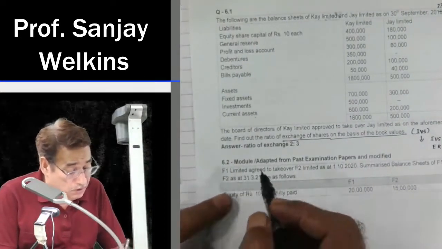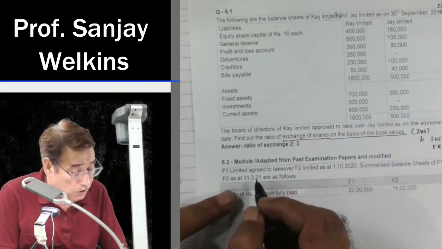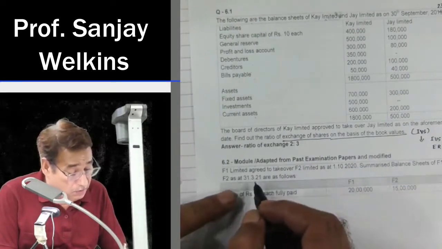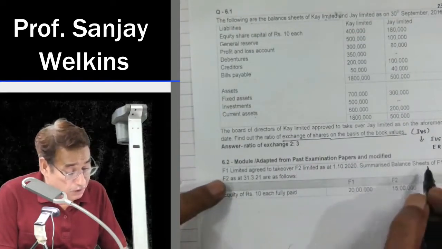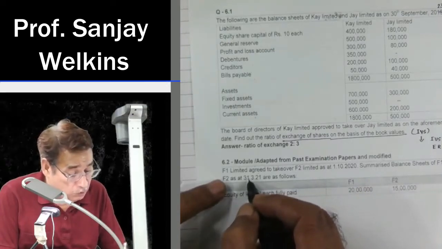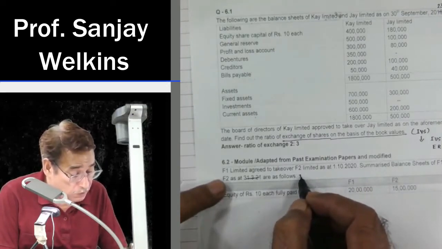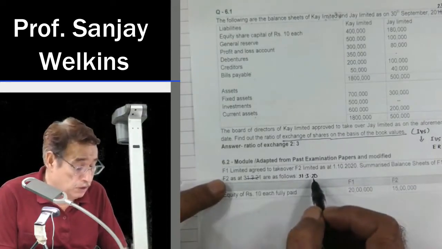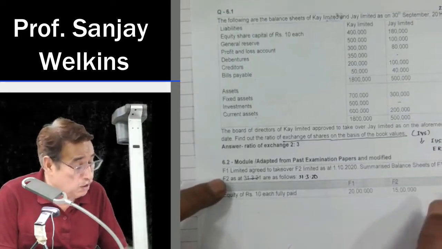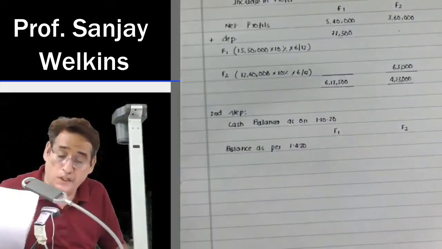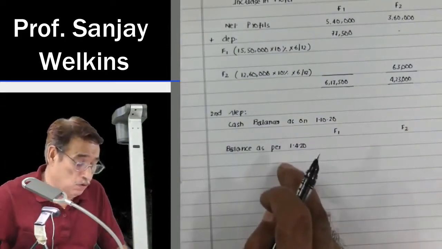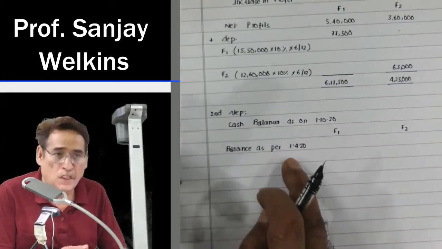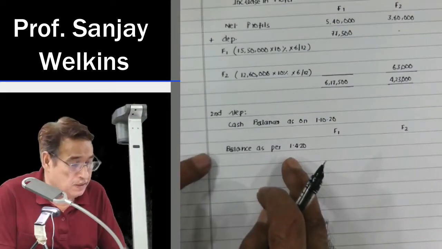Actually, you do one thing. It seems there is a slight mistake in this question as far as dates are concerned. Balance sheet of F1 and F2 as at 31st/3/2021, you make it 31st/3/2020. Correct? 31st/3/2020. Otherwise, this question will not be in tune with the information which is given. So the balance sheet is as per 31st/3/2020, and we can say 31st/3/2020 or 1/4/2020 is a similar date.